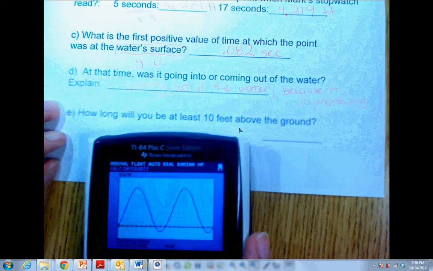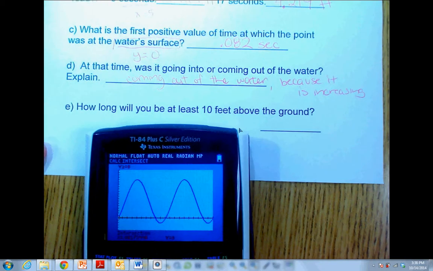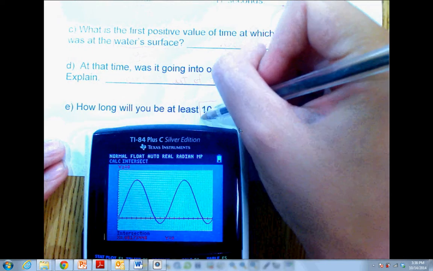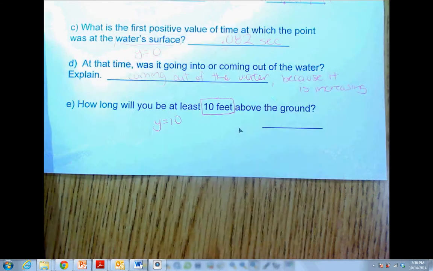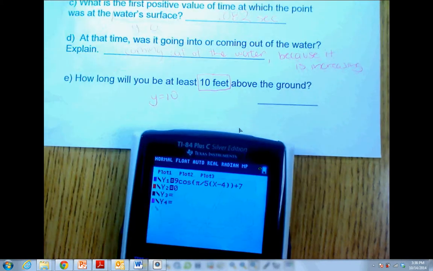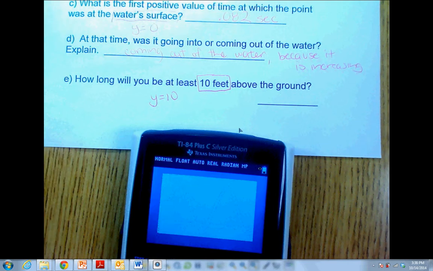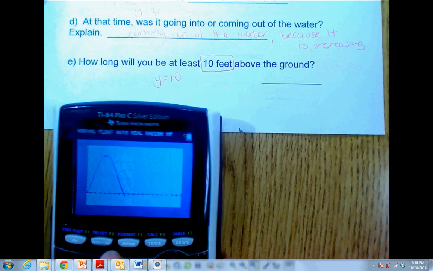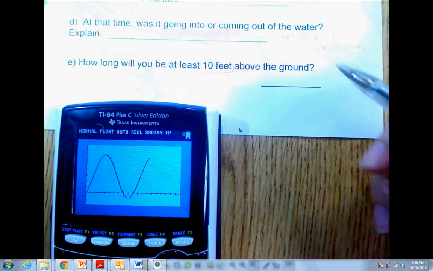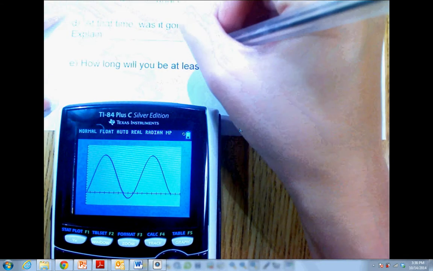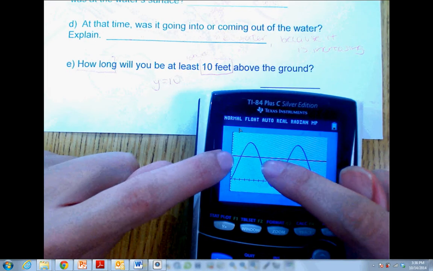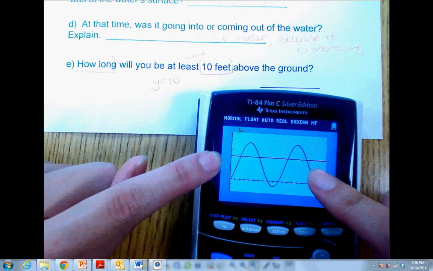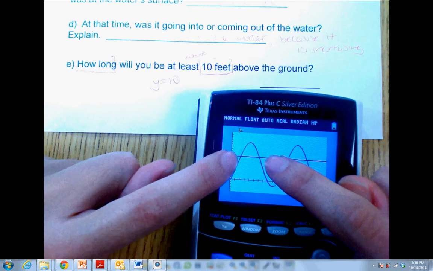Okay. Finally, our last question is asking us, how long will it be at least 10 feet above the ground? So again, 10 feet is your y. So we're going to go to y equals, type in 10, and graph it. And this question is a little bit different than the ones we've done before, because it's asking us for how long will we be at least 10 feet. So at least means greater than or above. So we're looking at how long is this graph right here going to be above this line. So just like yesterday, we're going to be looking for 2 intersection points.